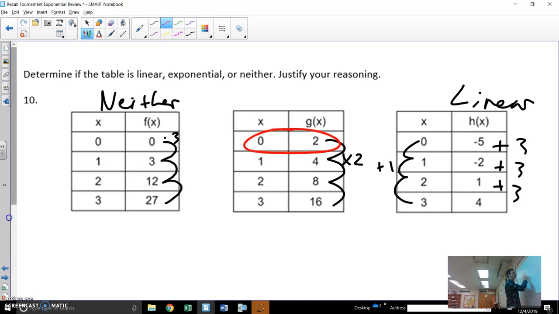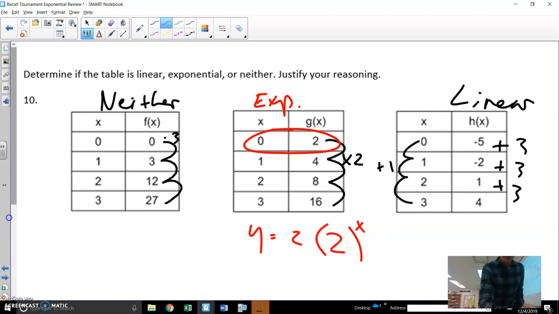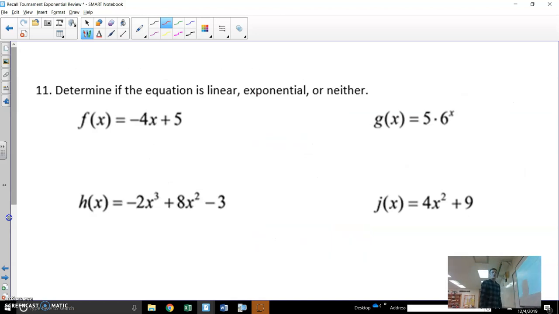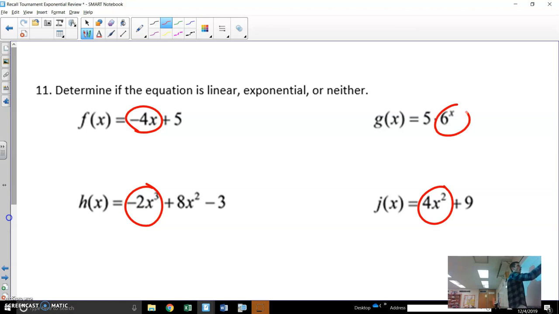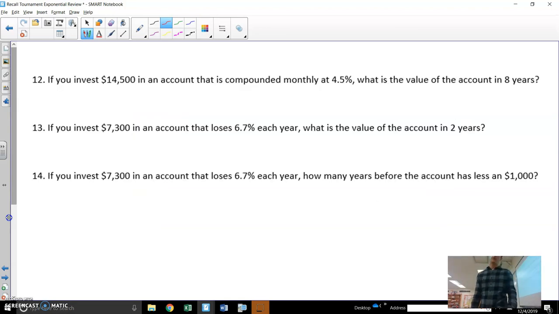So if I wanted to build an equation for that, this is an exponential table. It looks like my starting value is 2. I'm multiplying by 2, and then put the x on the exponent. So I want you to tell me whether you think these are linear, exponential, or neither, and really just focus in on the largest x power, or wherever that x is. That can really tell you what you're looking for.